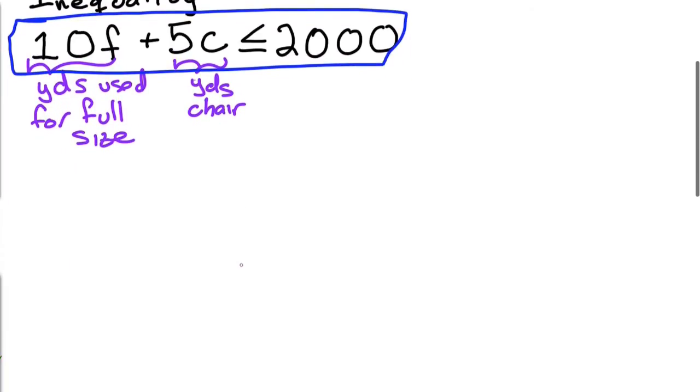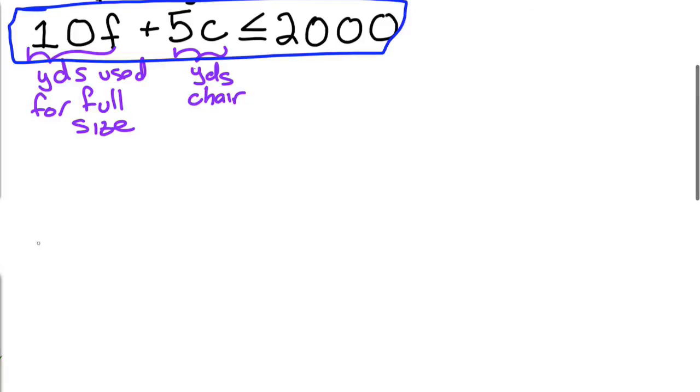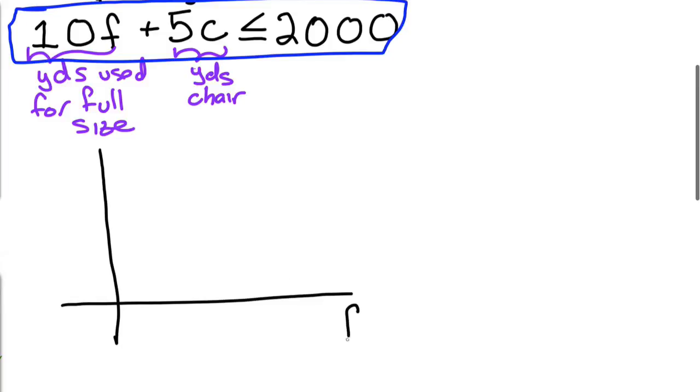So I'm going to scroll down here. Now, how do I graph this? Well, let's first plot our horizontal axis and then our vertical axis. And let's put F on the horizontal axis, and then let's put C on the vertical axis. Now, the easiest way to graph this inequality is by finding the intercepts. And so let's do that over here on the side.